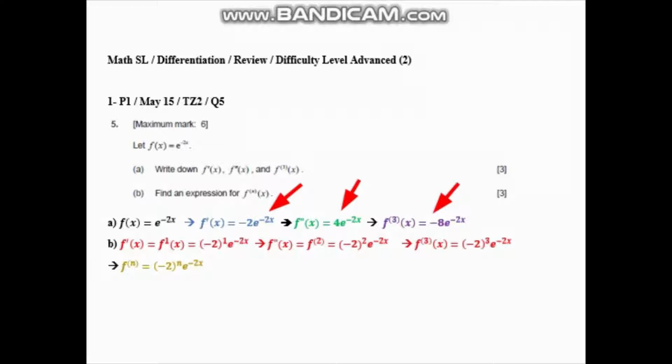So in question B, you are required to find an expression of the nth derivative of f of x. So we want the nth derivative, fn. So you just need to find a pattern in the blue, green, and purple expressions right there. So what do we notice about them? And the black expression as well. We notice that all of them have the same exponent, e to the power of negative 2x. So this does not change. So obviously my nth derivative shall have e to the power of negative 2x.